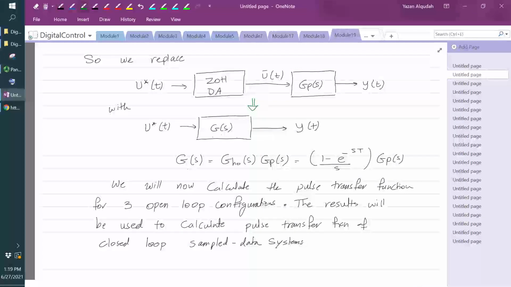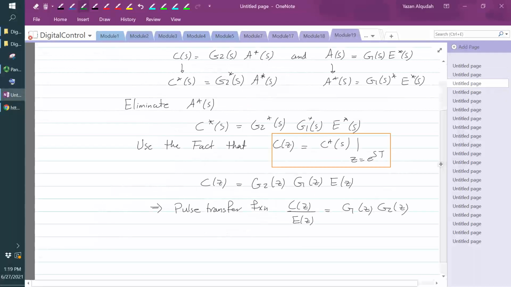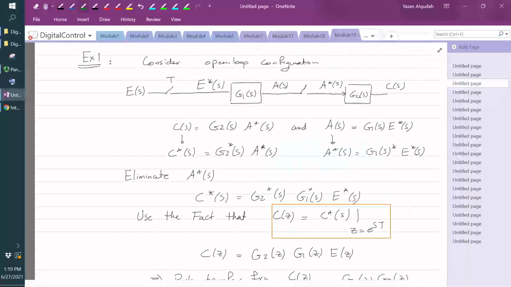Okay, so now we're going to look at open loop configurations, and we're going to try to calculate the transfer function of these open loop configurations. And then we're going to use some of the results to look at the closed loop configuration. So let's start with this first example.